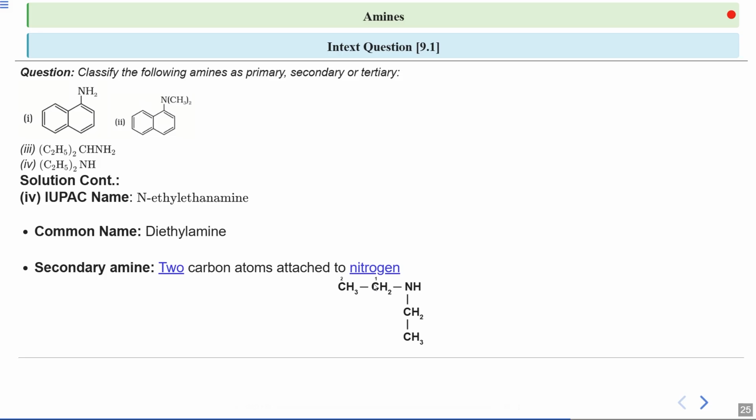And how do you name it? Select the longest carbon chain. Okay, so I have selected this chain. I have done the numbering 1, 2. And you will see this ethyl group is directly attached to this nitrogen. So this will be N-ethylethanamine. The E of ethane is replaced by amine. So this is a secondary amine, with two carbon atoms attached to nitrogen. Okay, so I hope now it is clear how you classify amines as primary, secondary and tertiary.